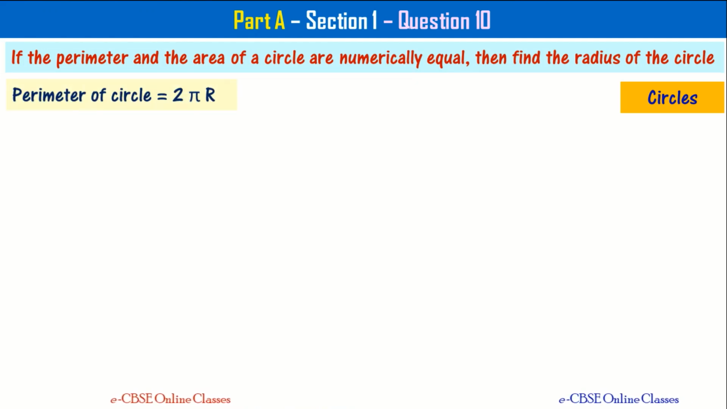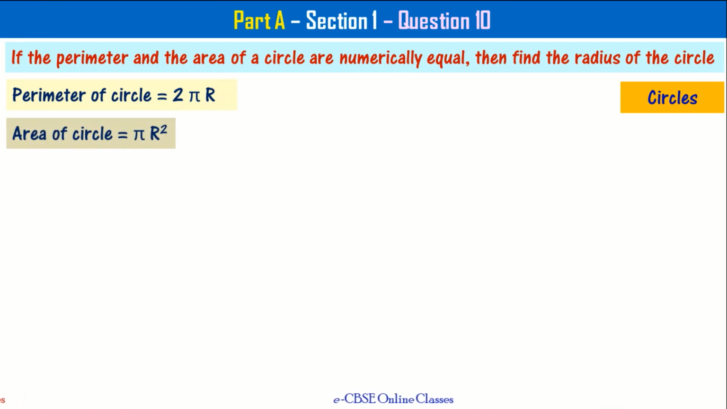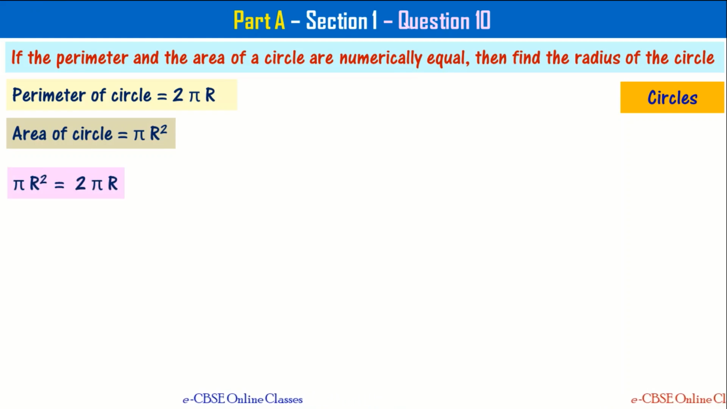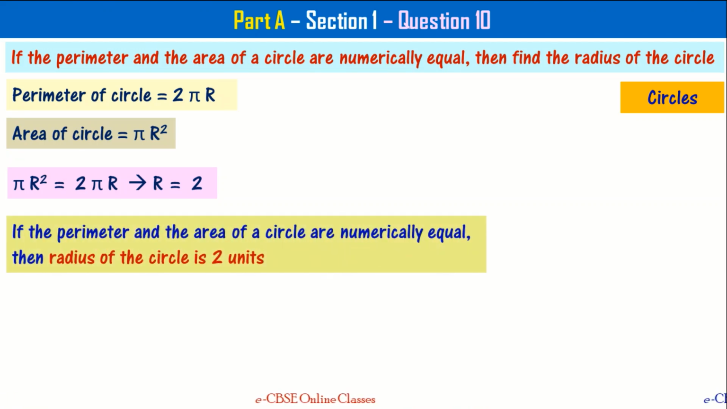We know that the perimeter of a circle is 2 pi r and the area of a circle is pi r square. And as per the question, these two are equal, right? Numerically. It means that pi r square equal to 2 pi r. So simplify it to get r equal to 2, right? So to answer the question, we can say that if the perimeter and area of the circle are numerically equal, then the radius of the circle is 2 units. Please take a note of this.